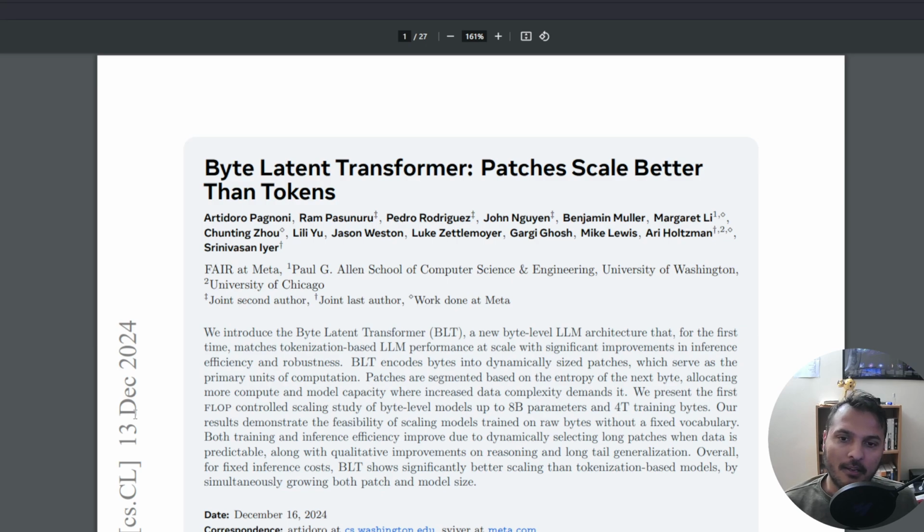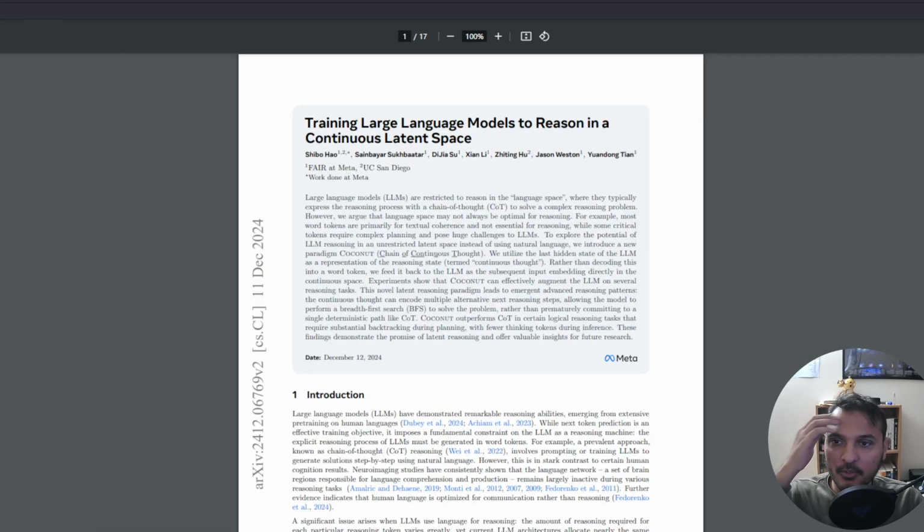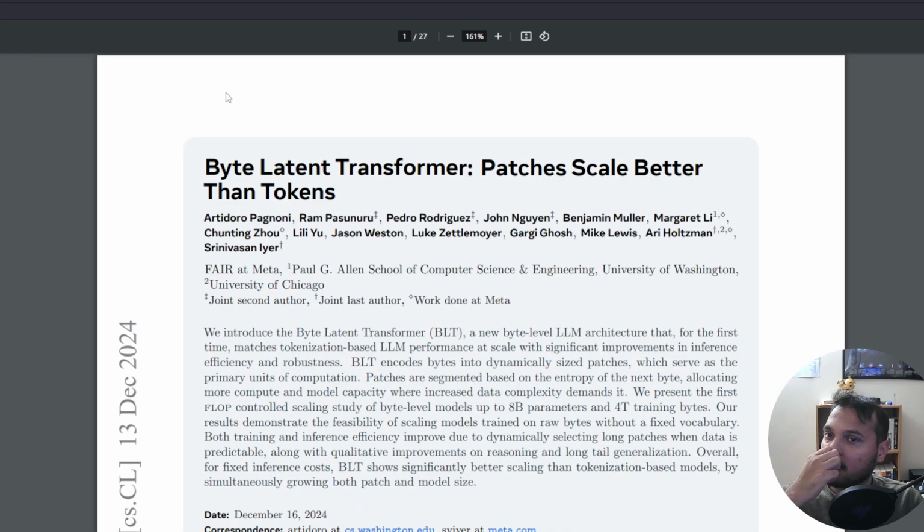So we got two papers from Meta, and they're quite interesting. The first one is Byte Latent Transformer, which is, instead of using tokens, why don't we use patches? And the other one is reasoning in latent space. So let's talk about the first one.